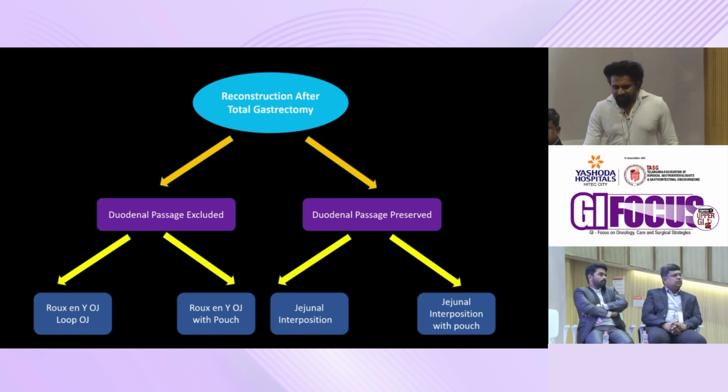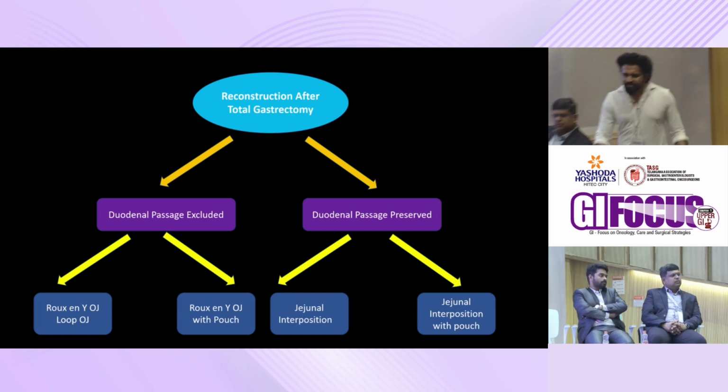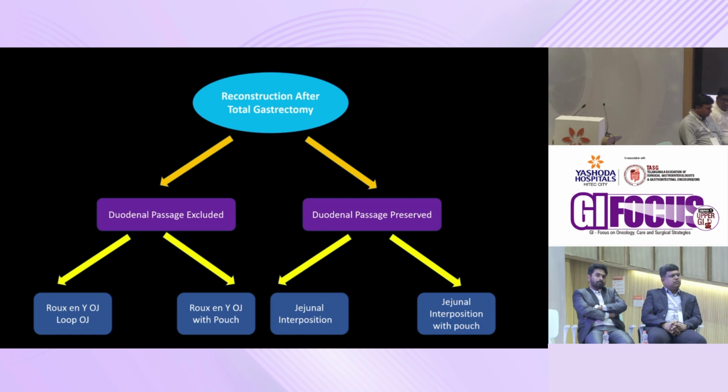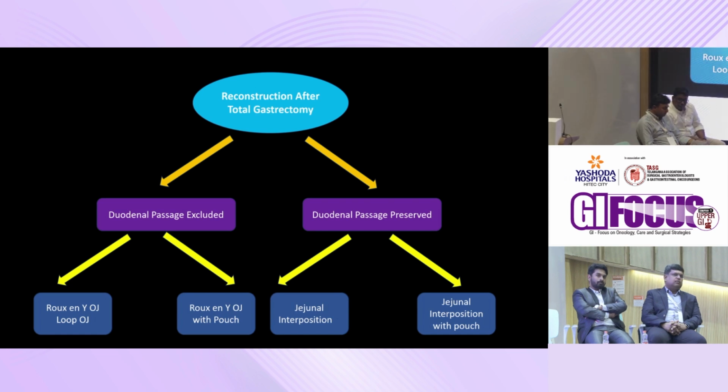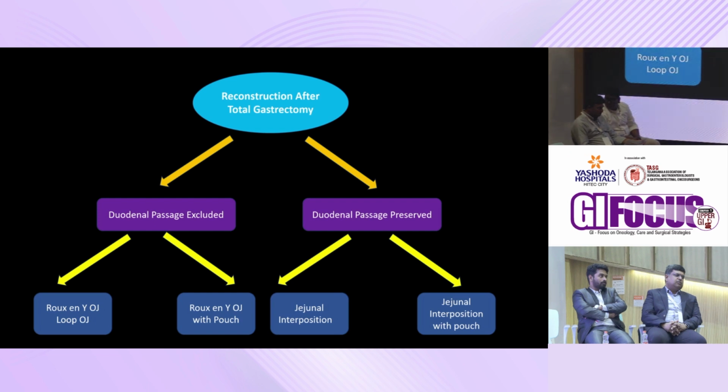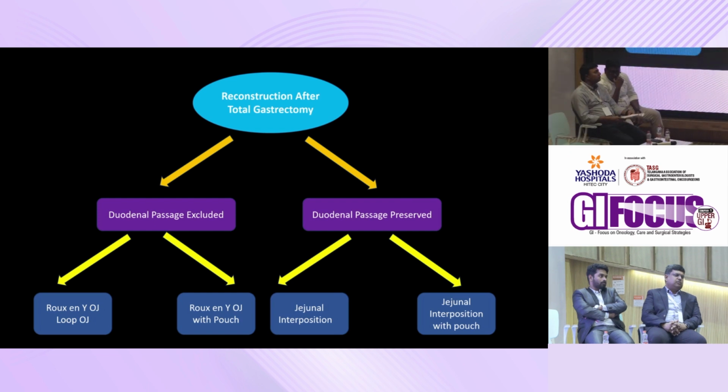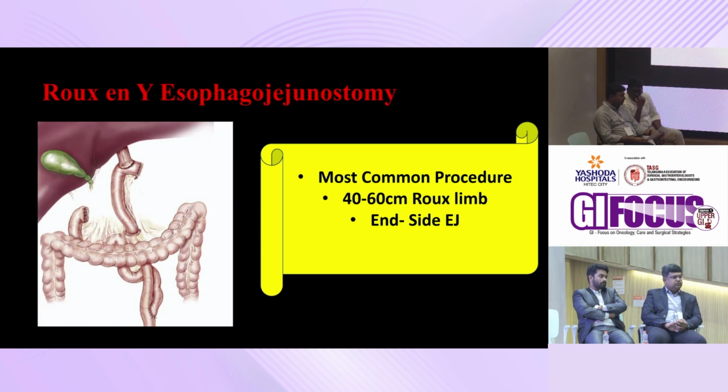Post total gastrectomy without duodenal continuity, the most commonly performed is Roux-en-Y esophagojejunostomy or loop esophagojejunostomy with Braun, with or without pouch. If you are preserving the duodenal passage, you have to have a jejunal interposition with or without pouch. This is the most commonly performed. As you all know, 45 to 60 centimeters of Roux limb will be there. It will be an end to side anastomosis leaving the small end pouch, and with the side to side or end to side jejunal anastomosis after doing stump closure.